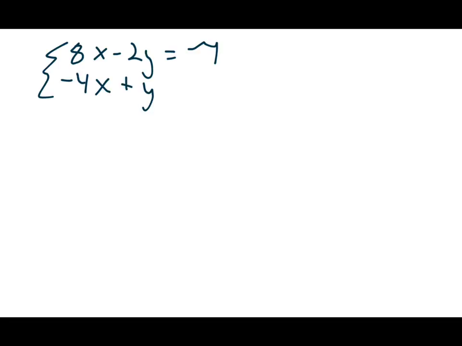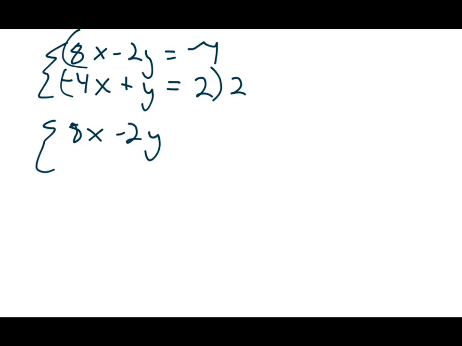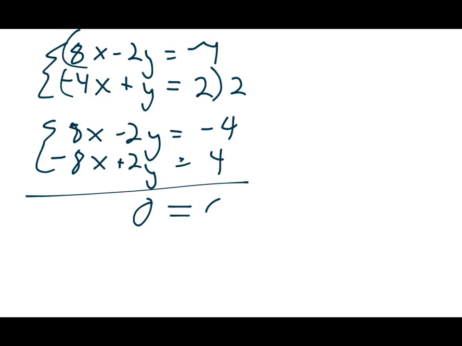Our other way is we have 8x minus 2y equals -4 and -4x plus y equals 2. Multiply everything on the bottom by 2. That gives me 8x minus 2y equals -4 and -8x plus 2y equals 4. Everything goes away on both sides. That actually means they're the same line. So we call this a dependent system.